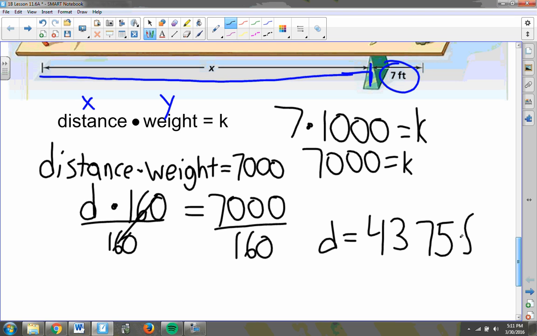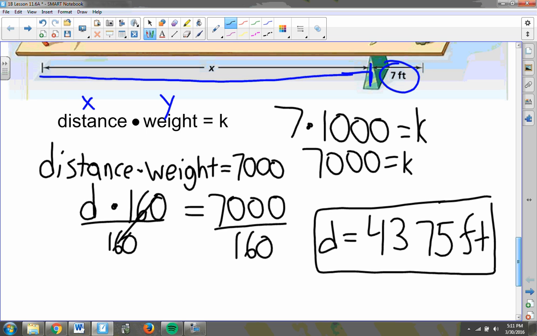43.75 feet. So that person should stand 43.75 feet away from the fulcrum on that very long and hopefully very sturdy plank or board or floor piece. Okay, so we use one side to set our equation and find our constant variation, then we use that and some information from the other side to solve for what is missing.